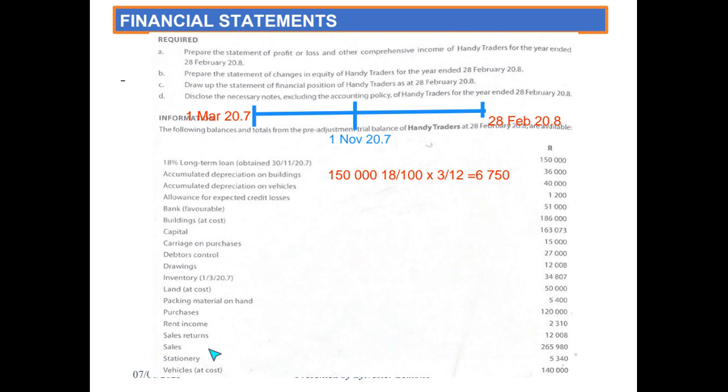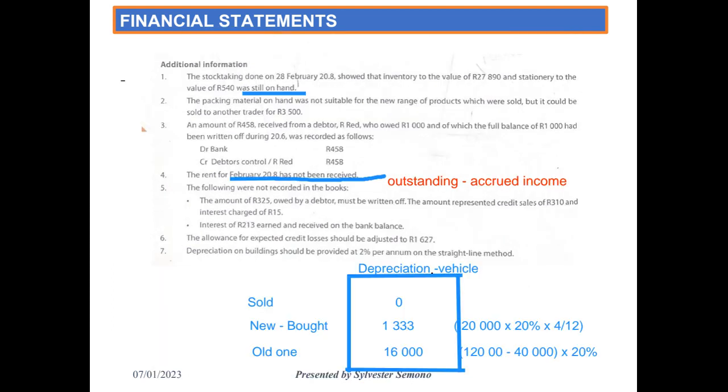Can you see we've got the balance for the vehicle? How much? 140. Was this 140 at the beginning or at the end? At the end. So can I still use it like the building at the beginning? No, I can't. Check, there's a statement, I think number 8.